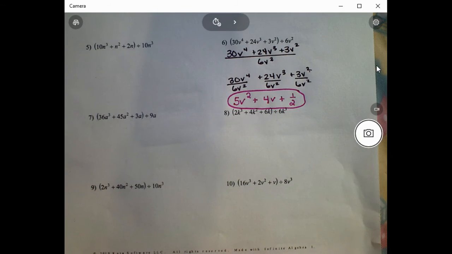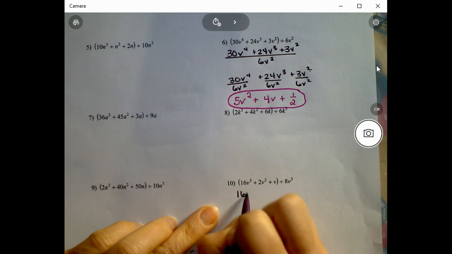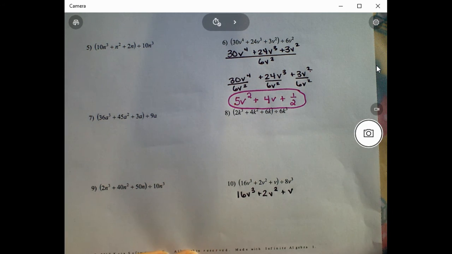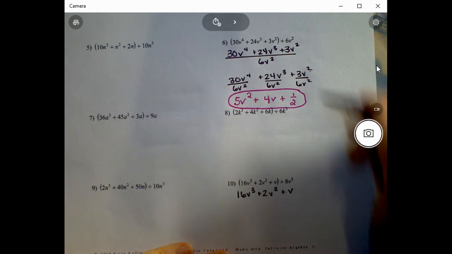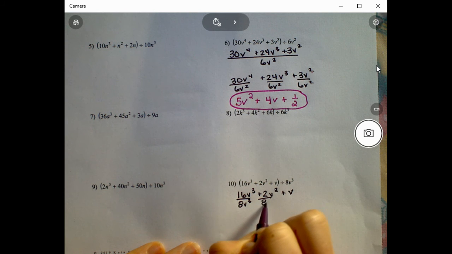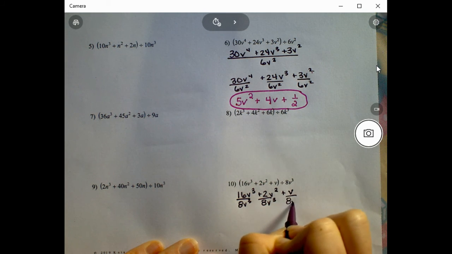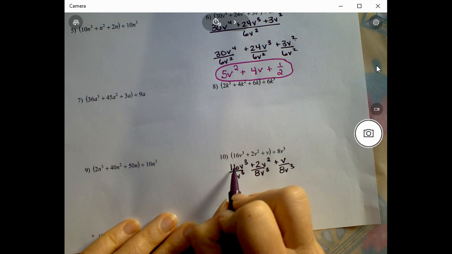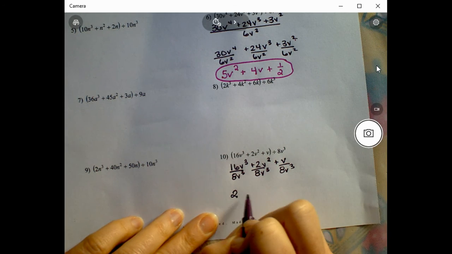So let's look at number 10. All right, and remember, you can pause these videos at any time. I'm trying to do them fairly quickly, but it's up to you if you want them to take a little bit longer. So 16v cubed plus 2v squared plus v. I'm going to skip the step of writing it out like this and just kind of distribute the 8v cubed to each part. Okay. Divide coefficients. 16 divided by 8 is 2.